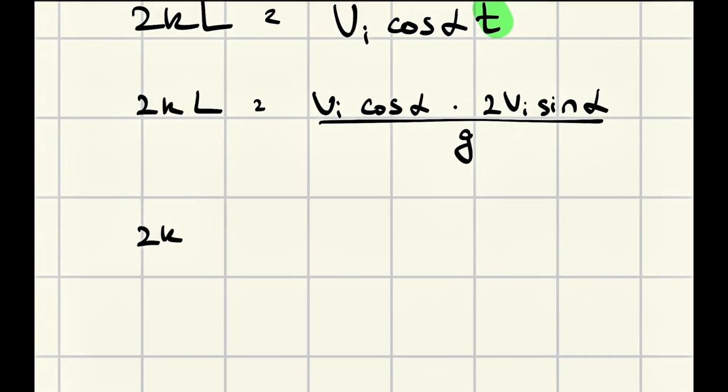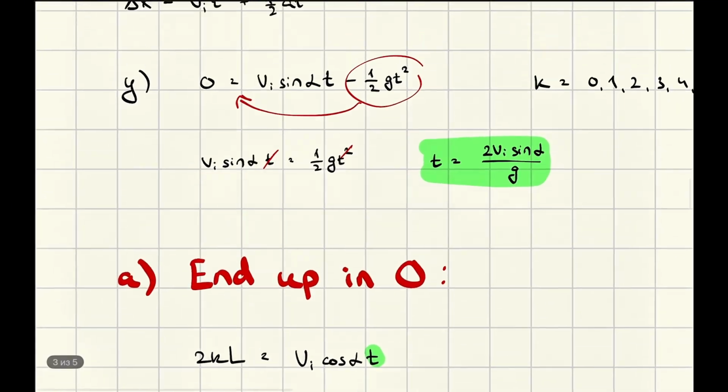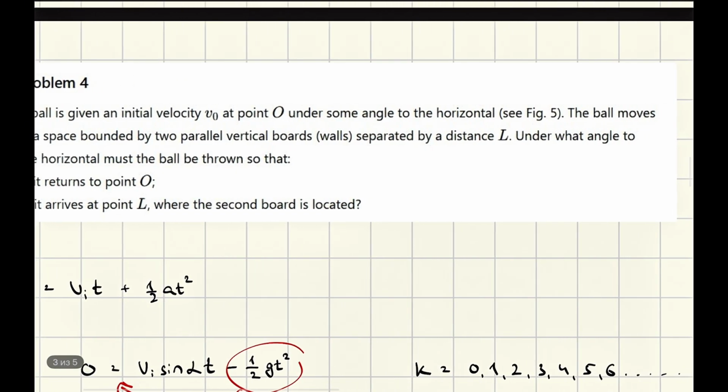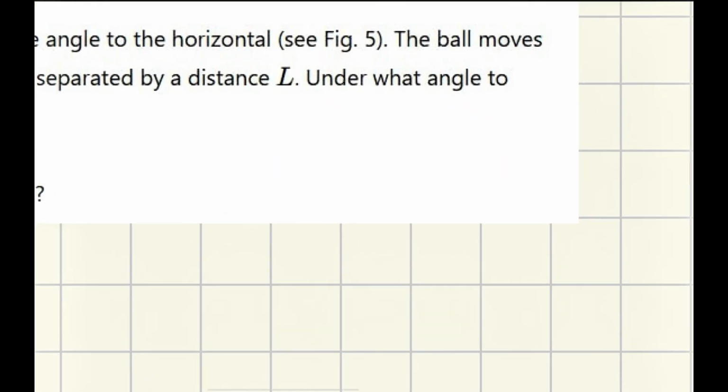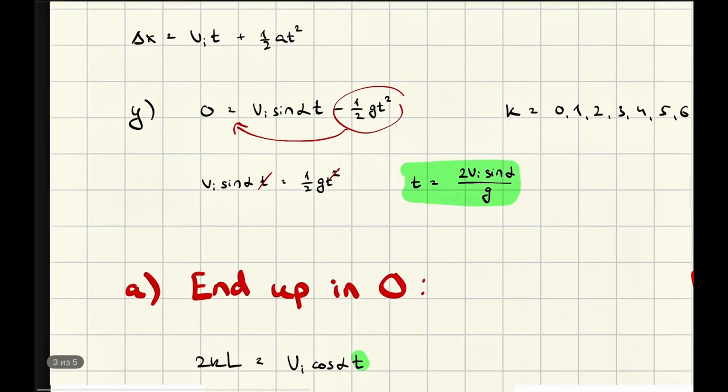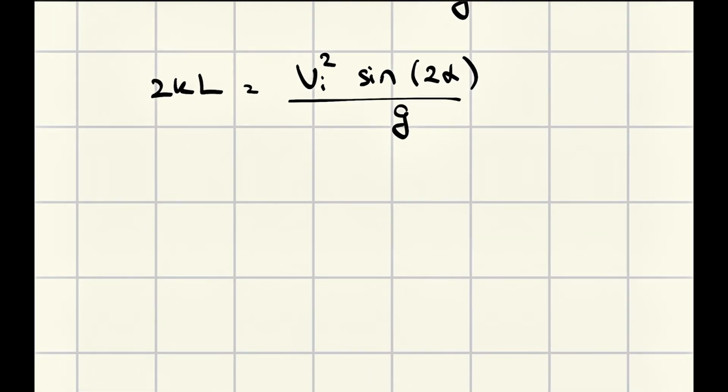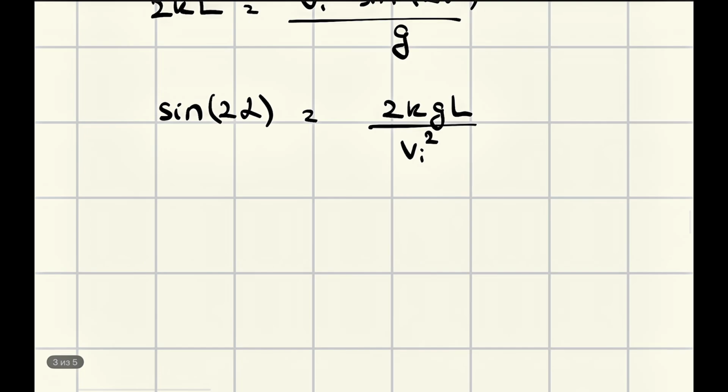Just 2kl equals vi multiplied by vi, which is vi squared. 2 sine alpha and cosine alpha gives us sine 2 alpha, right? Divided by g. And what we were asked is under what angle to the horizontal must the ball be thrown? So what we need to find is the angle. We need to find alpha, okay? So in order to find alpha, we need to leave sine 2 alpha alone, and it would be 2kgl divided by vi squared, right? Nothing else. Yeah, I like it.